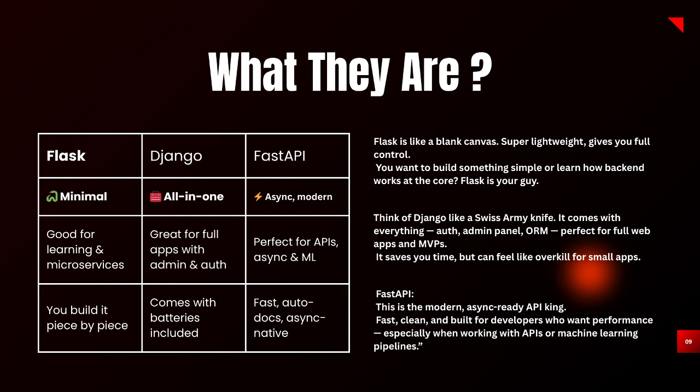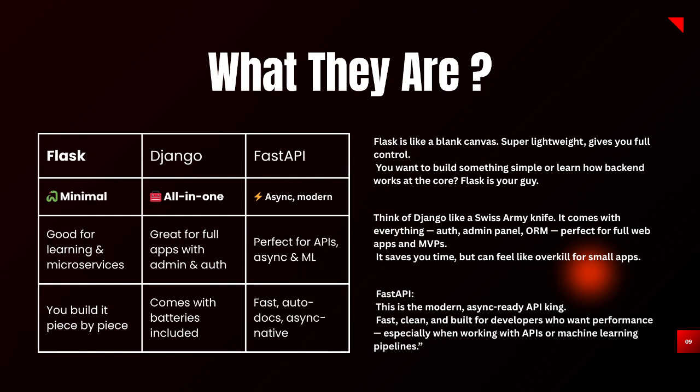So next up, we have Django. Now, Django is Python's all-in-one web framework. It comes packed with features like authentication, an admin panel, ORM, that's object relational mapping, templating, the full works, name it. It's built to help you get from idea to working app as fast as possible. Now, think of Django like a Swiss Army knife. It's great when you want to build quickly, especially for full stack apps. But for small or simple services, it might feel a little bit too heavy.